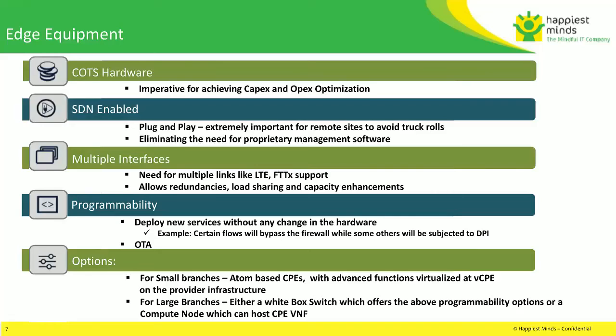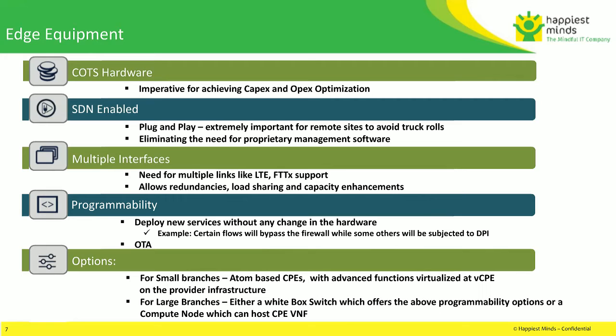Sure. So all of these components are quite critical, but the edge equipment is also very critical because that is going to be deployed at the customer site. So there are a few properties which an edge equipment needs to have while making a selection or choice. The first one being that it should be based on COTS hardware. That gives maximum benefit with respect to the CAPEX and OPEX.